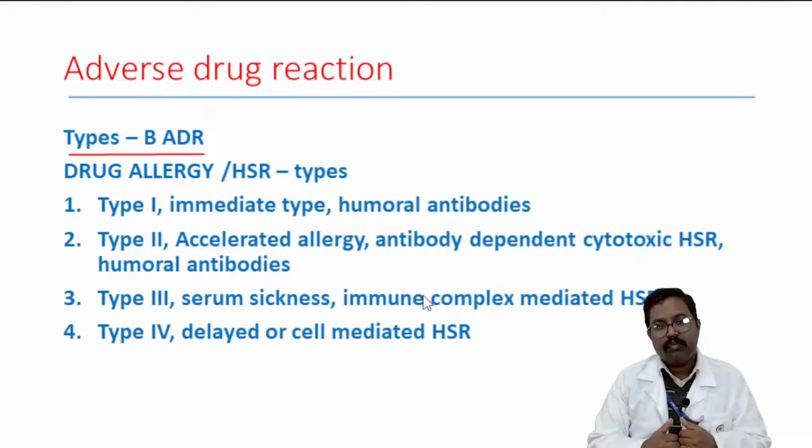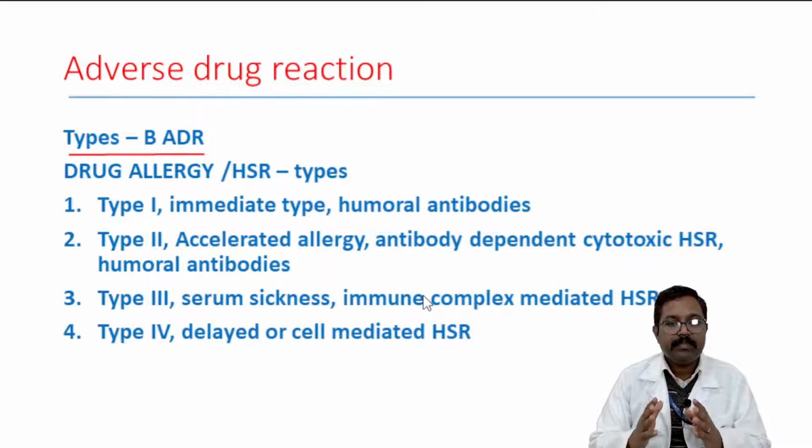So among these 4 types of hypersensitivity reaction, the first 3, type 1, type 2 as well as type 3, are humoral mediated responses, whereas type 4 is the delayed type, and it is the only cell mediated response. The only cell mediated response is type 4. The other 3 are humoral antibody responses. So how do you remember these 4 types in a very easy and convenient manner?